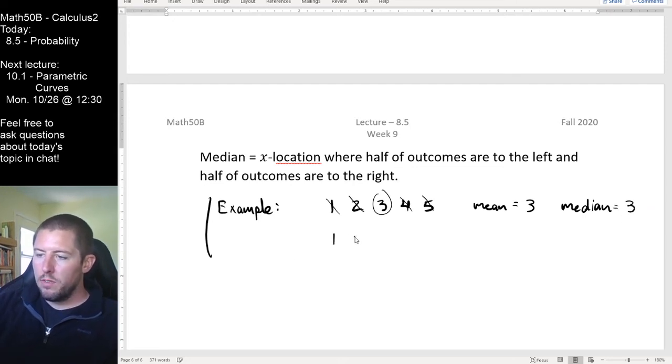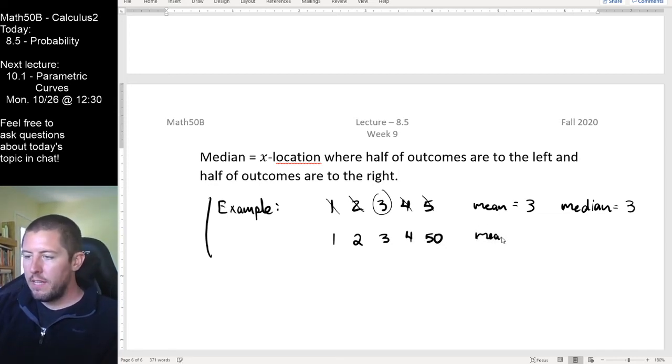Now I'm going to alter this real quick and say 1, 2, 3, 4, 50. Now when I go to look for the mean of this set of values, I'm going to get 1 plus 2 is 3, plus 3 is 6, plus 4 is 10, plus 50 is 60.